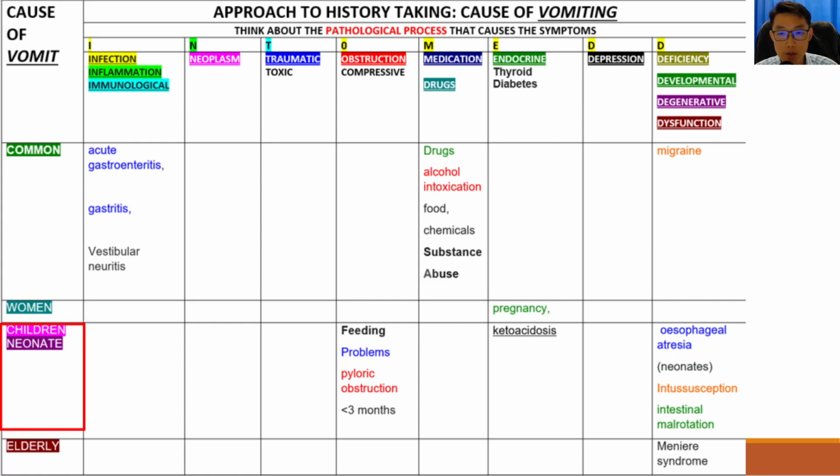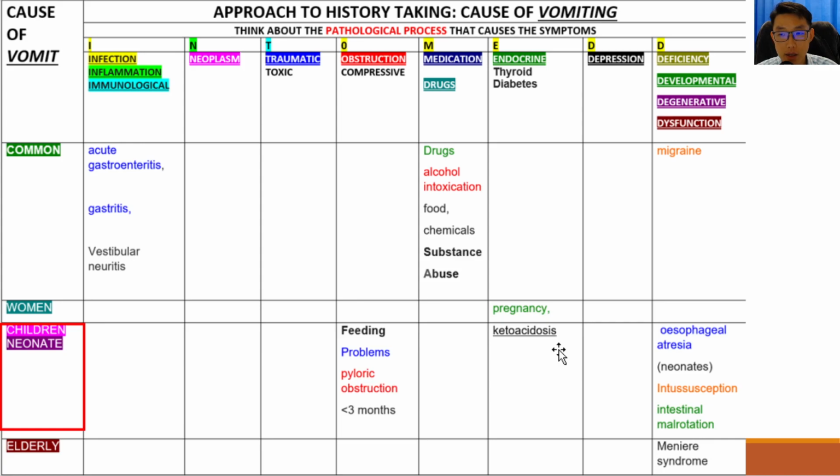Next, we have the pediatric population. In the pediatric population, feeding problems can cause vomiting. Pyloric stenosis, a condition where there is a narrowing of the lower part of the stomach, causes food to back up, leading to vomiting. In this condition, the patient usually presents with projectile vomiting, and it usually occurs in children less than 3 months old.